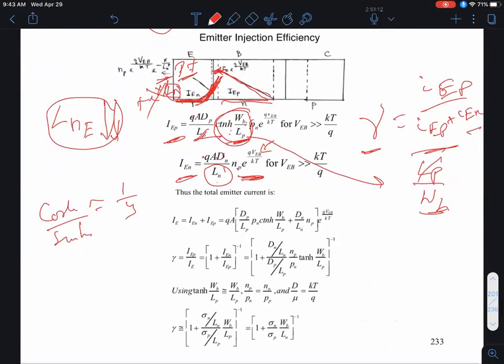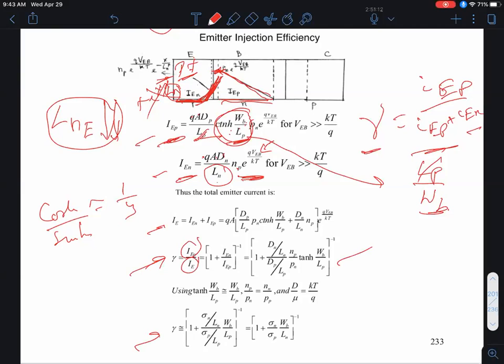All right. So once I get that, then I'm home free because then the total emitter current is IEP plus IEN. And then by definition, gamma is equal to IEP over IEP plus IEN. Okay. Simple, messy algebra, but it's simple, straightforward. Come up with an expression for this.